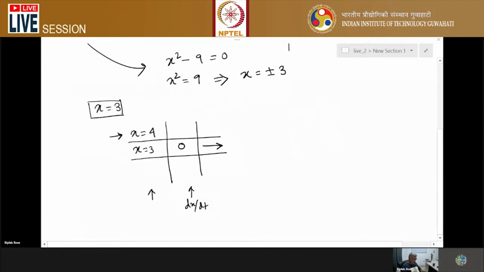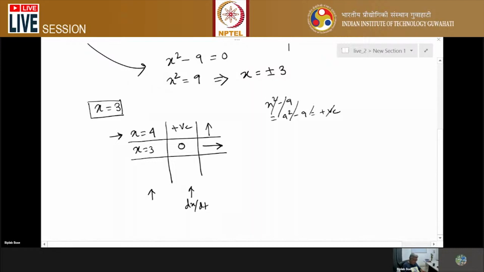If x equal to 4, then x square minus 9 is equal to 4 square minus 9. So this is actually a positive value, 16 minus 9, right? So I will write positive. I don't need the exact value, so let us delete that. If it is positive, that means my arrow will go up.